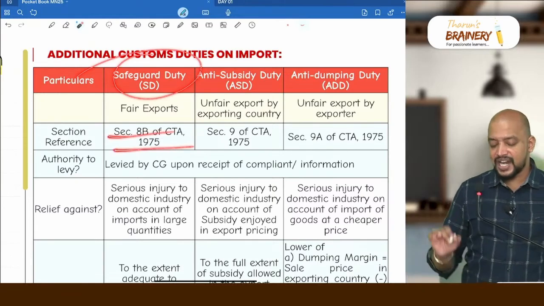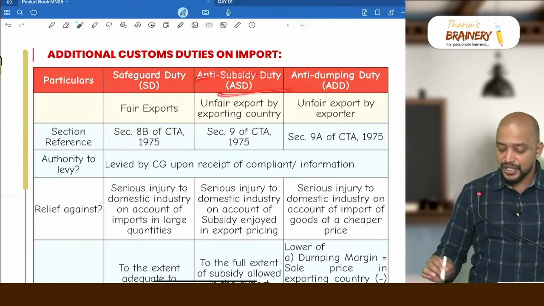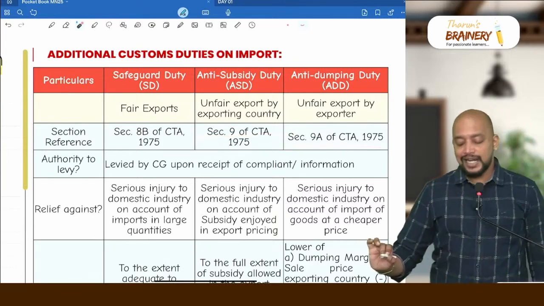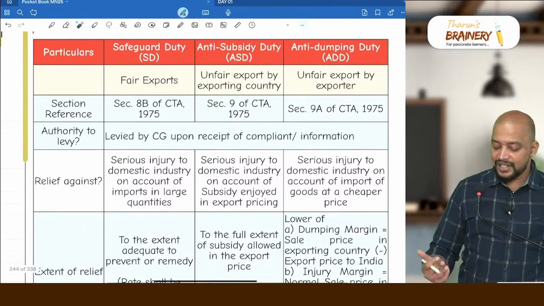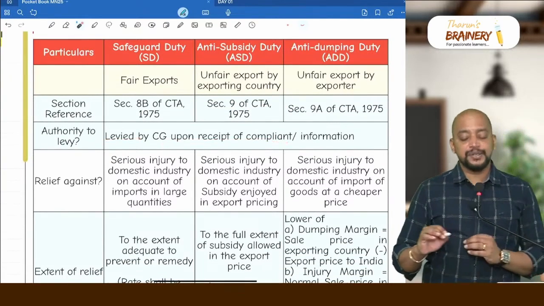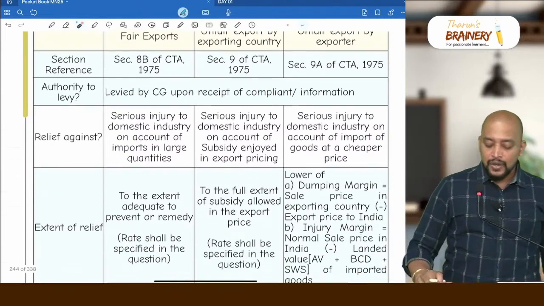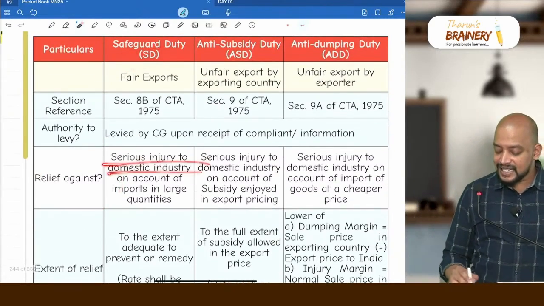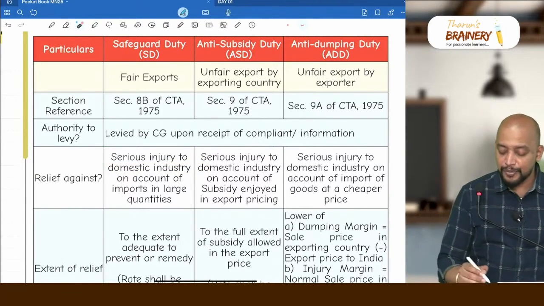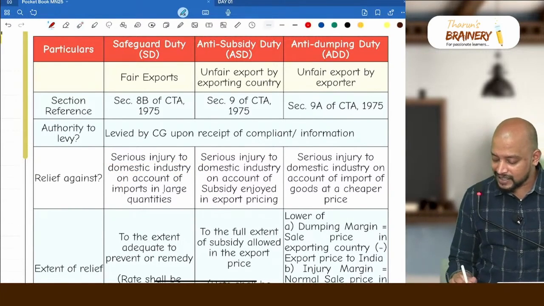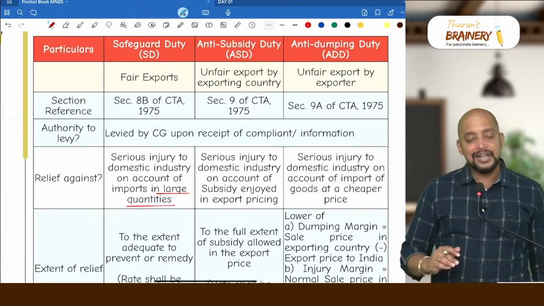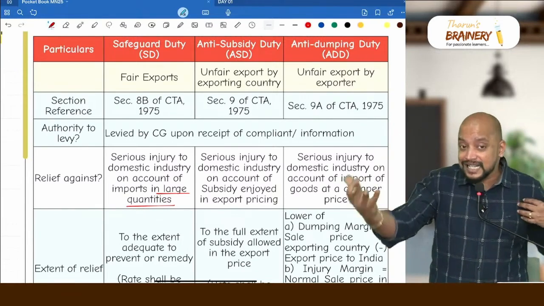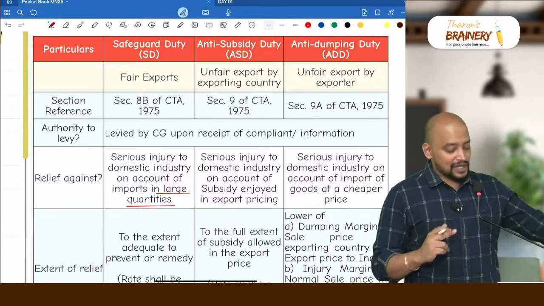Safeguard duty, section 8B of the Customs Tariff Act; anti-subsidy duty, section 9 of the Customs Tariff Act; anti-dumping duty, section 9A of the Customs Tariff Act. Who will be levying this? Levied by the central government upon receipt of complaint or information. What is the relief that will be given? Safeguard duty: relief against serious injury to domestic industry on account of imports in large quantities. In all these cases there is a serious injury to the domestic industry, but on account of what reason it changes. So first one, because of large quantities.